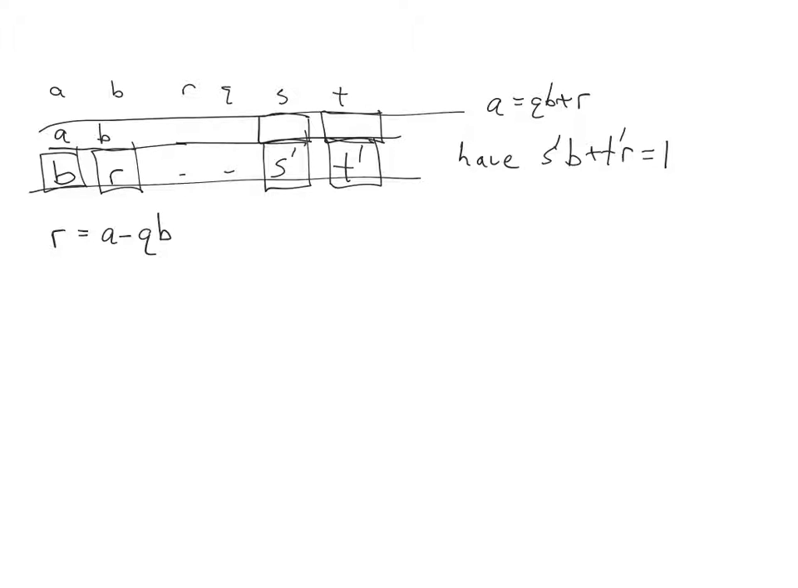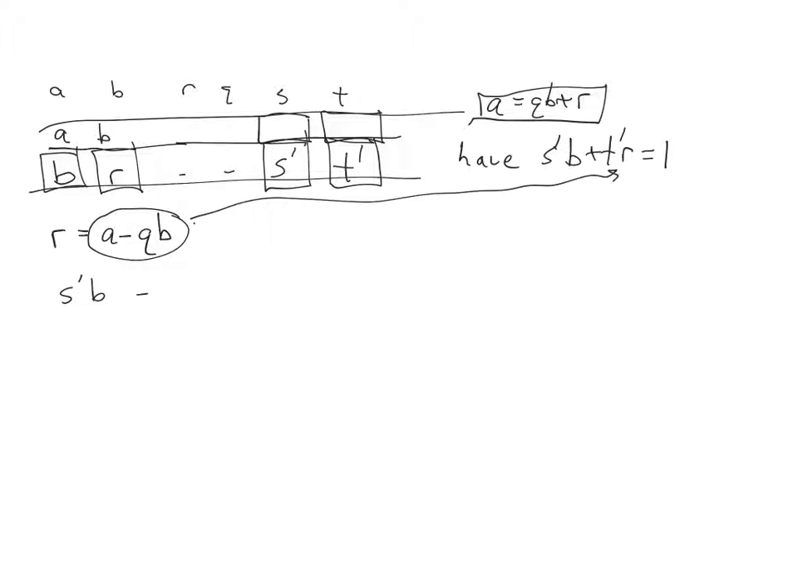And then we'll plug that in. So I got that obviously from this fact by subtracting QB from both sides. And I'm going to plug this quantity in for R up here. So what we have is S prime B plus T prime times A minus QB is equal to 1. So that's very natural algebra. If we have these two facts, we often kind of solve around with them. So that's the key idea.